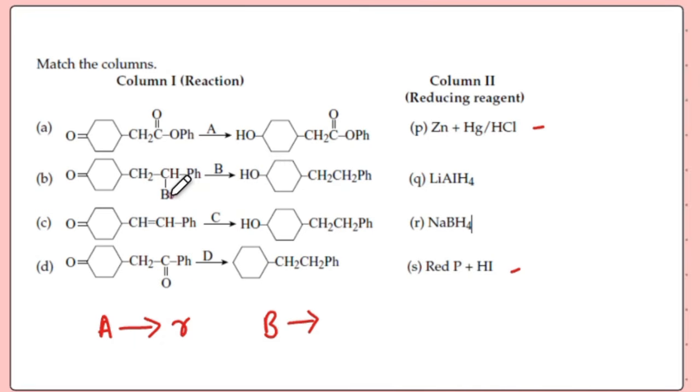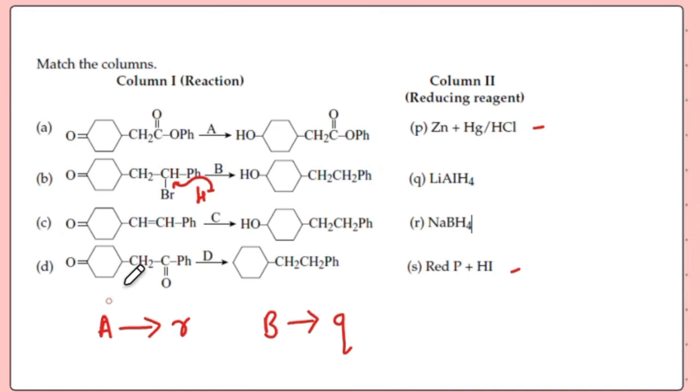And you see the bromine is also removed. That means what? The hydride is displacing this bromine. That means it has to be a strong reducing reagent. And what is that? That is lithium aluminum hydride. So B is matching with Q.